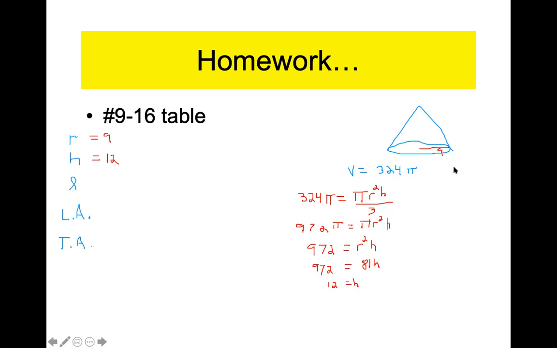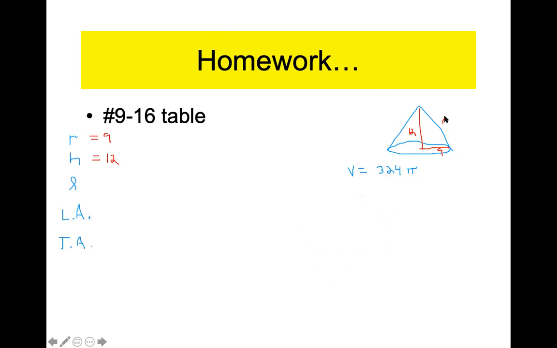Questions on how I got that? So height is this part, and now we know that the height is 12. And now we can do all the rest. All right, slant height. The slant height is on the side, and now we have a right triangle, right? So that would be 12 squared plus 9 squared, and that would be equal to L squared.